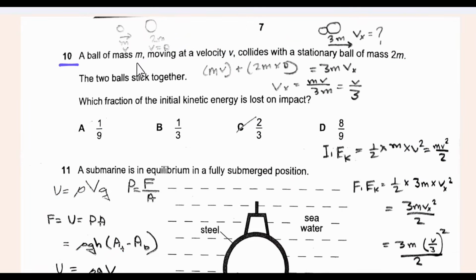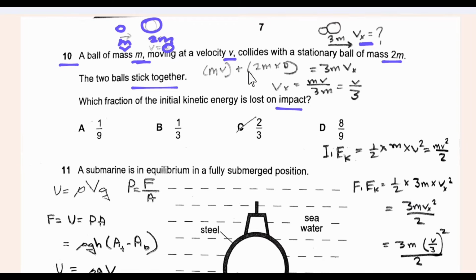Question number 10. A ball of mass m moving at a velocity v collides with a stationary ball of mass 2m. So this mass collides with a mass 2m that is stationary, that is velocity is 0, and initially the mass m has velocity v. After collision, the balls stick together, so the total mass is 3m. Find which fraction of the initial kinetic energy is lost on the impact. To find the kinetic energy lost, first of all we need to find the final velocity after collision.